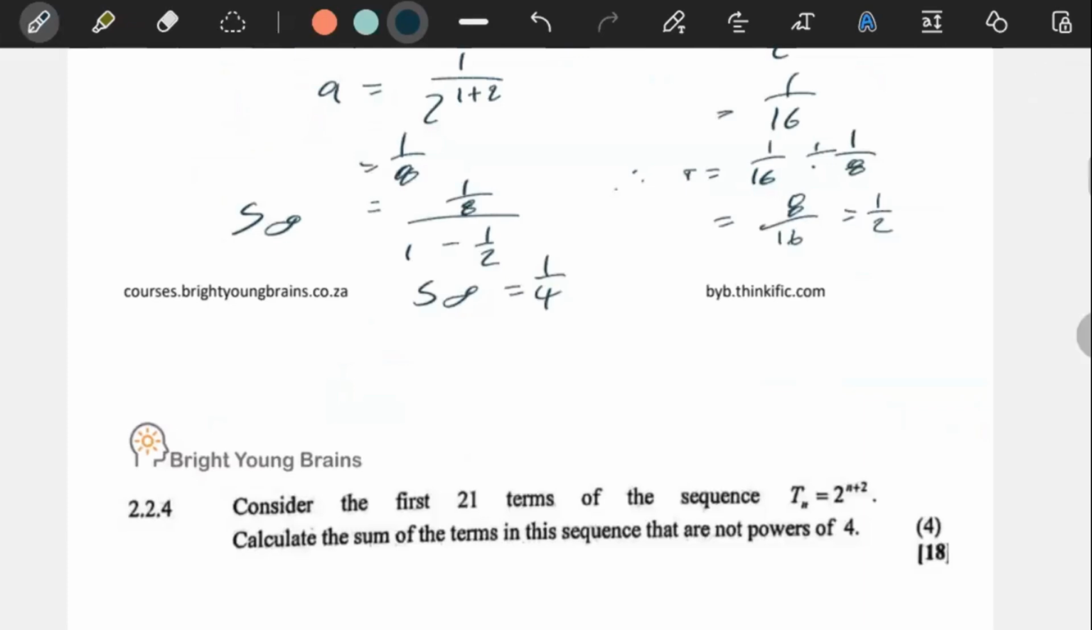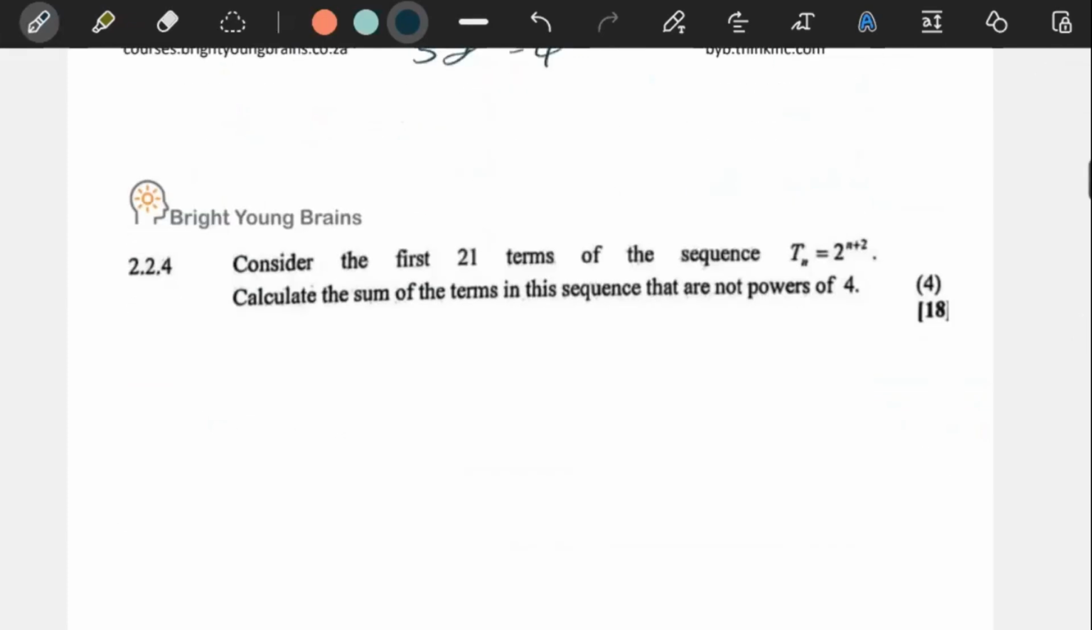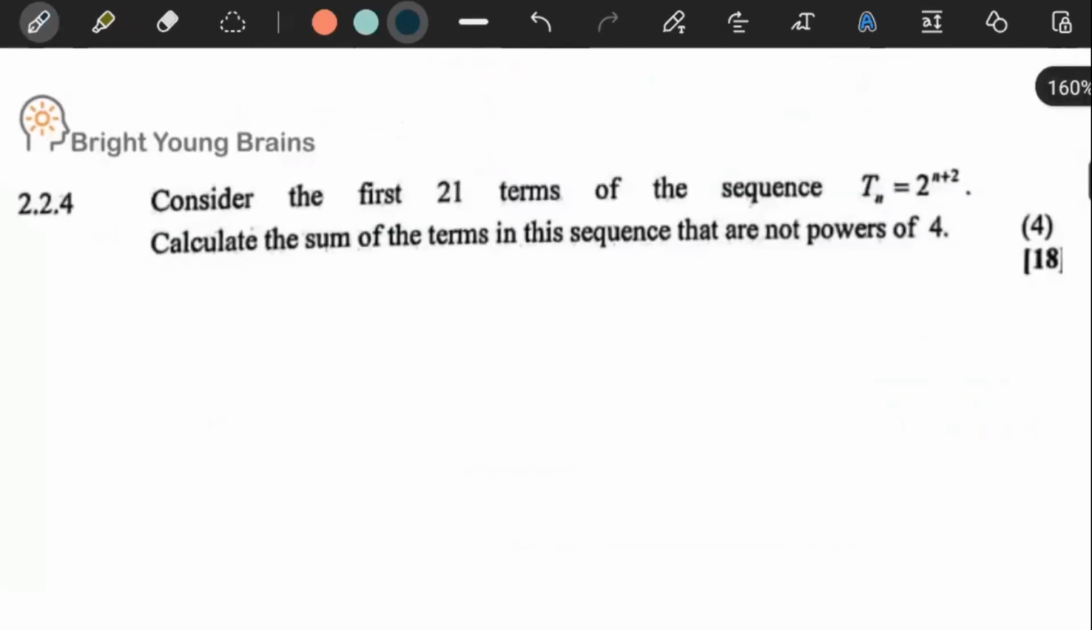2.2.4 says, 4 marks. Consider the first 21 terms of the sequence, right? Fine, we're considering the first 21 terms. Now what? Calculate the sum of the terms in this sequence that are not powers of 4. Wow. Okay.